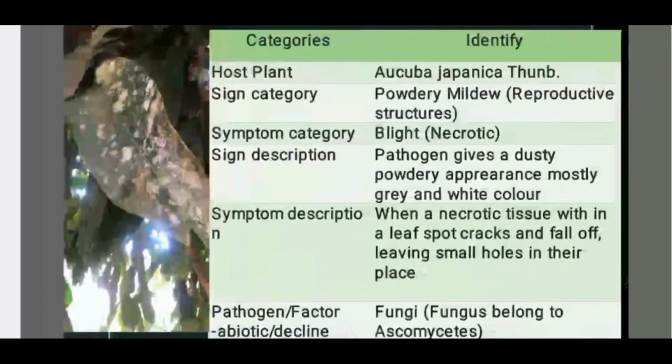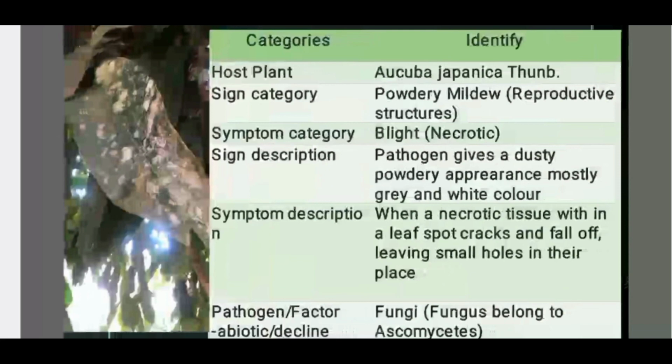Secondly, the host plant is Aucuba japonica. The sign category is powdery mildew, reproductive structures. The symptom category is blight, necrotic symptom category.